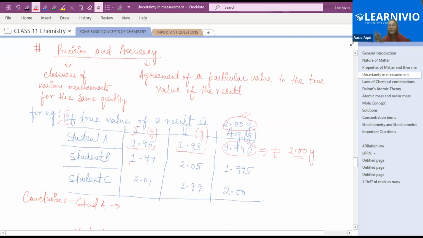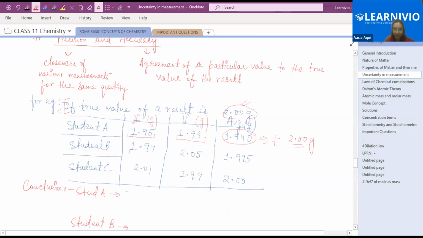Your result should be 2 gram. If the result were accurate, it would be 2 gram. But in this average, your average reading is 1.94, which is not accurate, right? So we can conclude that student A's result is precise but not accurate, right?